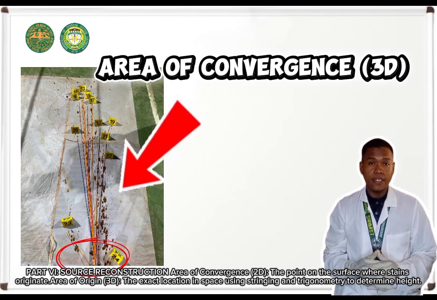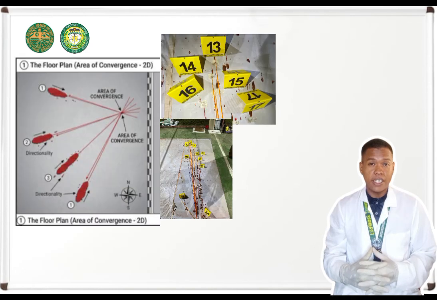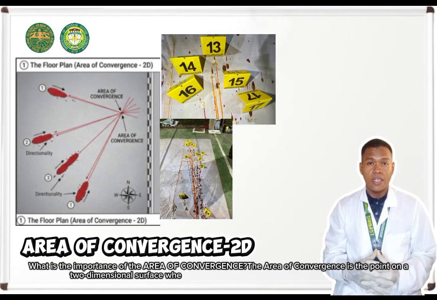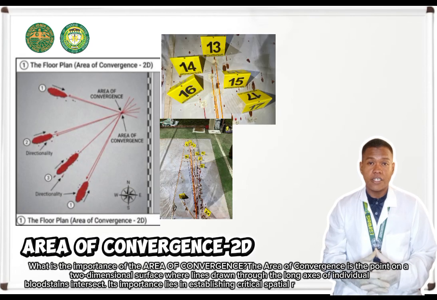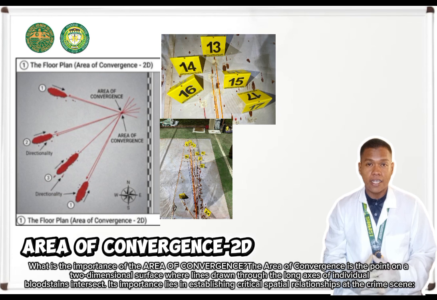What is the importance of the area of convergence? The area of convergence is the point on a two-dimensional surface where lines drawn through the long axis of individual bloodstains intersect. Its importance lies in establishing critical spatial relationships at the crime scene.